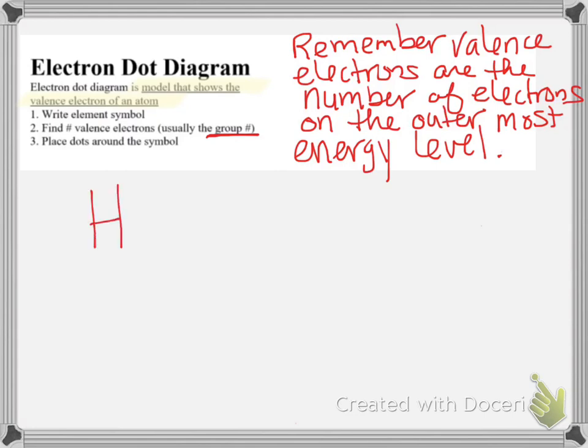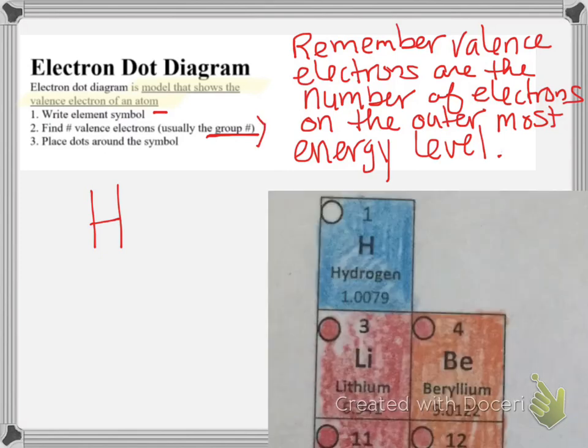So if we were talking about hydrogen, you would write the symbol, and so look at your periodic table and write the symbol. And so here's a little screenshot of your periodic table. Hydrogen symbol is H, so you just write H. And then it is in column or group or family number 1. So that means there's one valence electron. Interestingly enough, there's also just one electron period for this one.